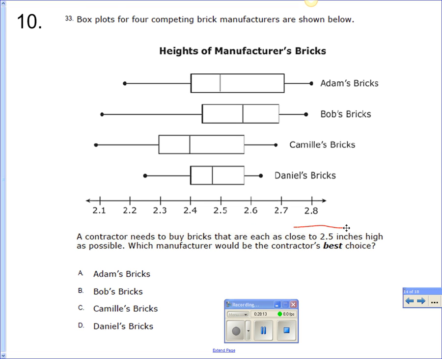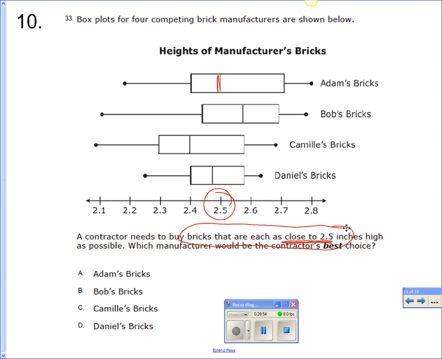He wants bricks that are as close to 2.5 as possible. So he's going to buy a load of bricks. I don't know what he's building, but he's buying a load of bricks. And he wants each one to be as close to 2.5. So here's 2.5. Okay, here's 2.5. If you look at Adam, now Adam's median is at 2.5. But do you see how spread out Adam's bricks are? Some of his bricks are 2.2 inches. Some of his bricks are 2.8 inches. So Adam's bricks, he makes all kinds of bricks, okay?